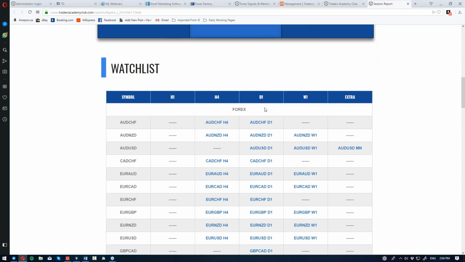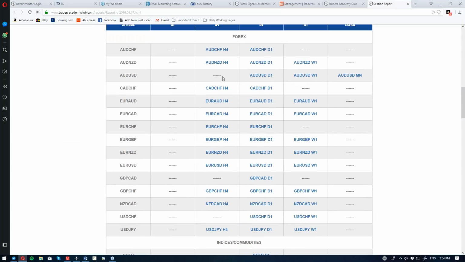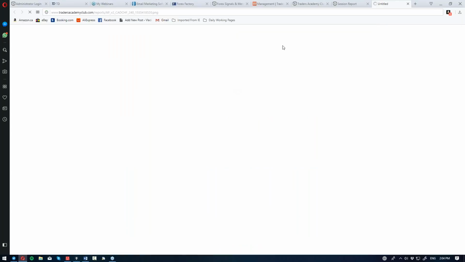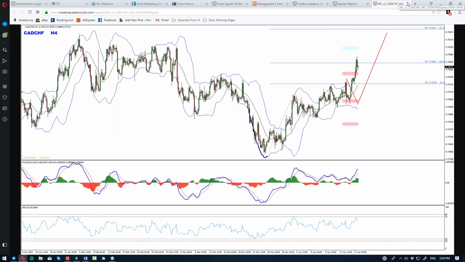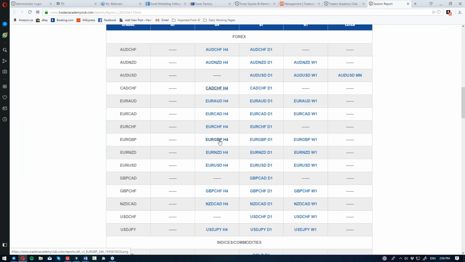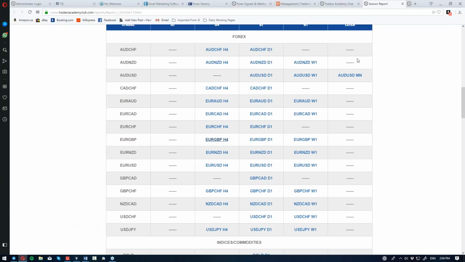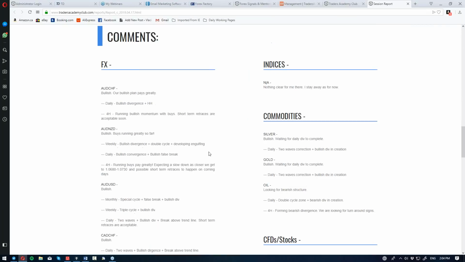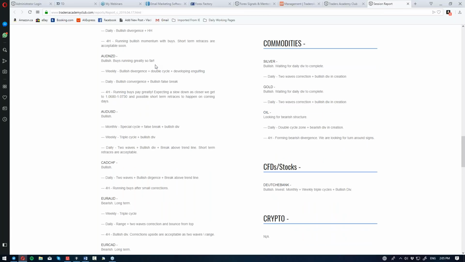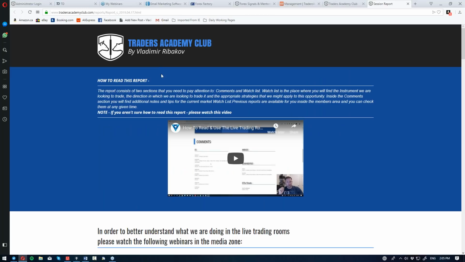Okay. And this is the watch list. This is the table. Here you click and it opens the charts for you to basically show you what we are expecting every single time frame, every single pair. And below you would find the detailed explanation. Again, it's not a replacement to the live trading room. It's a good reminder.